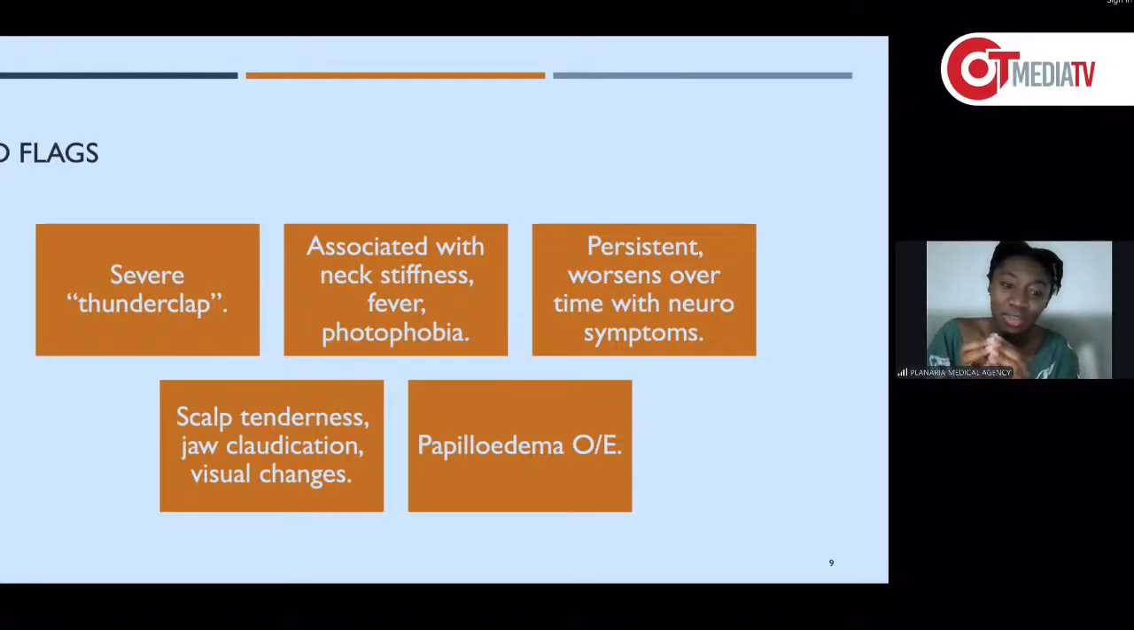Then we're usually worried about things like a brain tumor, because it probably means the tumor is getting larger and is pressing on structures, which is making the headache worse. And oftentimes this headache does not improve even with medication. Even with paracetamol or ibuprofen, it doesn't get better.